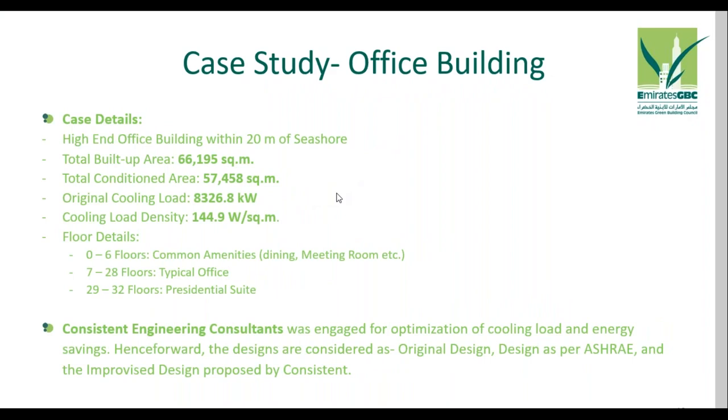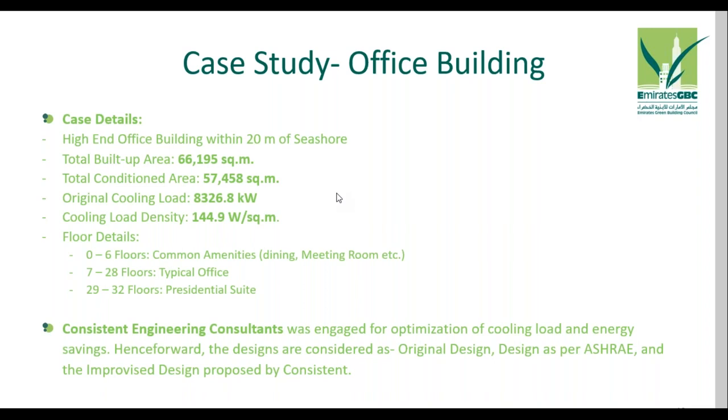As I mentioned, this is a typical case study of an office building. The parameters when we got the design in our hand: the built-up area was about 56,000 and odd square meters. Conditioned area was 57,000. We can eliminate the areas of staircases, etc., which are not conditioned, but most of the building, around 90%, was air conditioned. The building was designed with a cooling load of 8,300 kilowatt, which is approximately 145 watt per square meter.